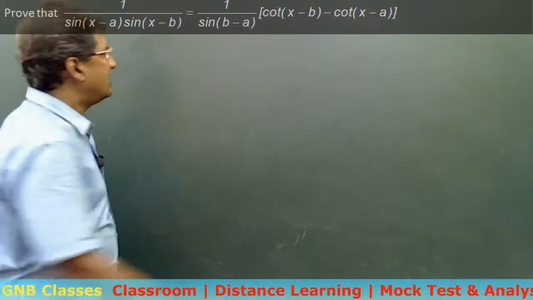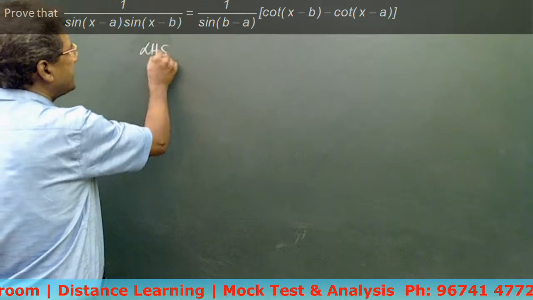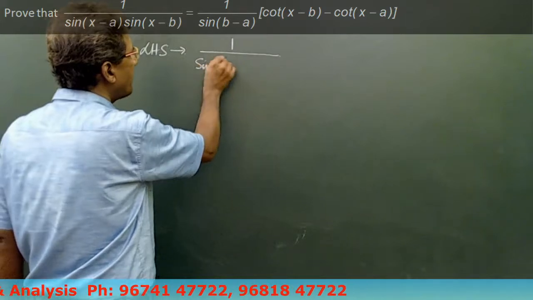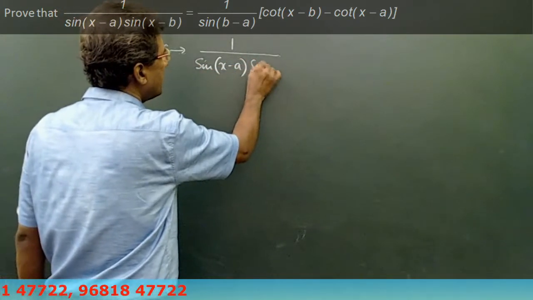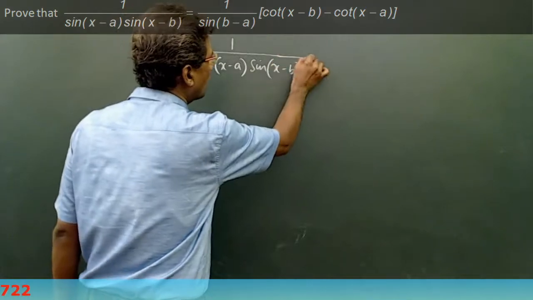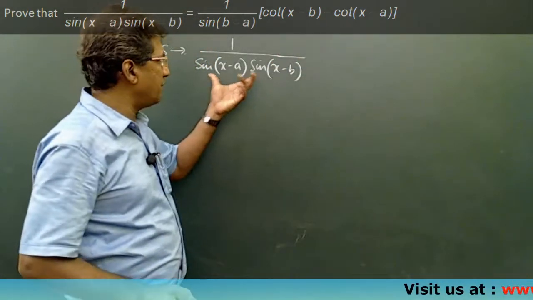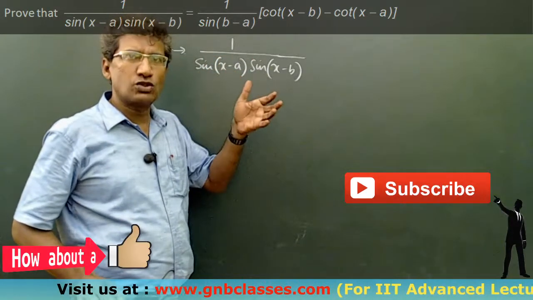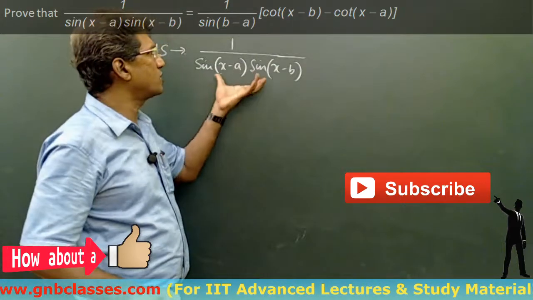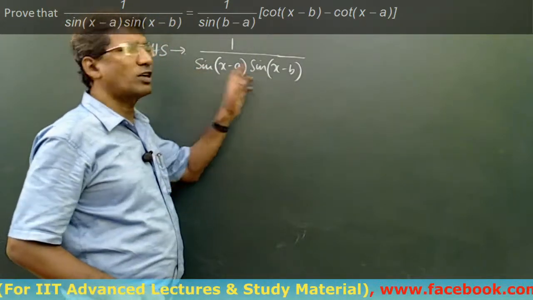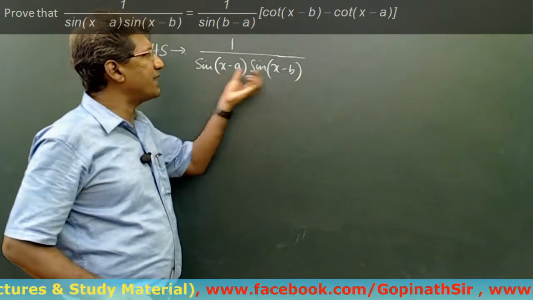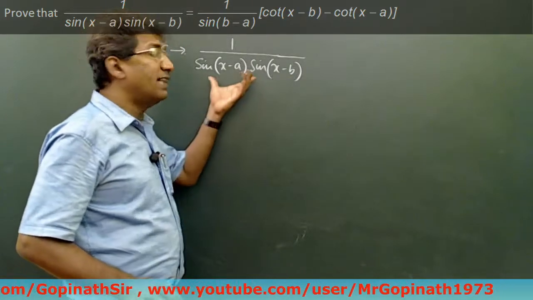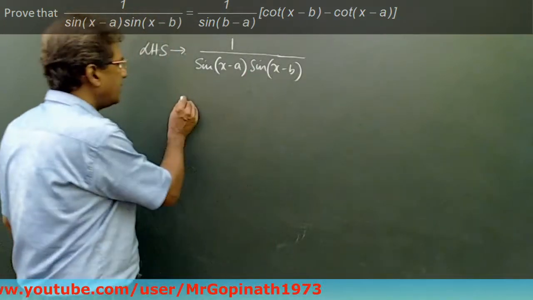Now in this problem, let us start with the LHS. They have given us in the left hand side 1 by sin(x minus a) into sin(x minus b). Now it's a very important point, a very important question, because this form is used a lot in integral calculus also. So just remember this. Whenever there is a product of sines in the denominator and there is x minus a and x minus b, or x minus alpha, x minus beta, whatever it is, this kind of problem is solved in this way.